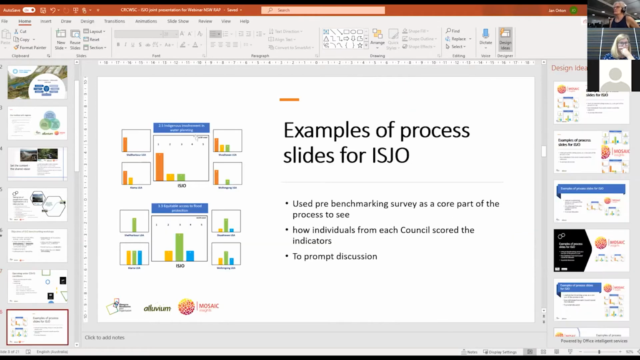Just a very quick example of what we did: the images on the left here were the survey results, which we shared with the group. These are the scores, and the first one up the top, which is a bit hard to see, is Indigenous involvement in water planning. Shellharbour, Kiama, Shoalhaven and Wollongong gave their scores, and then the ISJO had its score. That was a prompt for us to discuss those scores and then arrive at an agreed score.